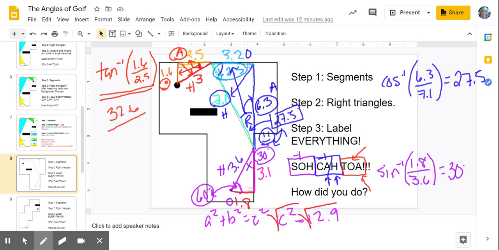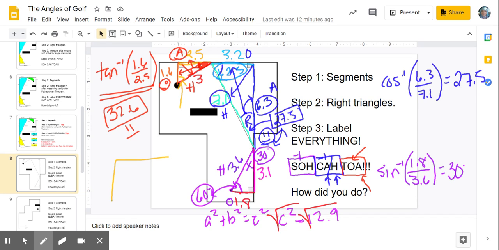32.6. So the 32.6 goes right here in this dark orange, almost red angle. And that does not match our 62.5, right? That makes me a little sad. But we're going to go with it. And what's this angle up here? This light orange angle.